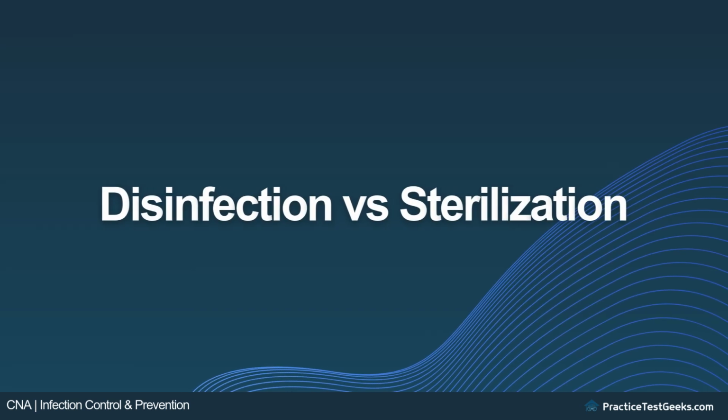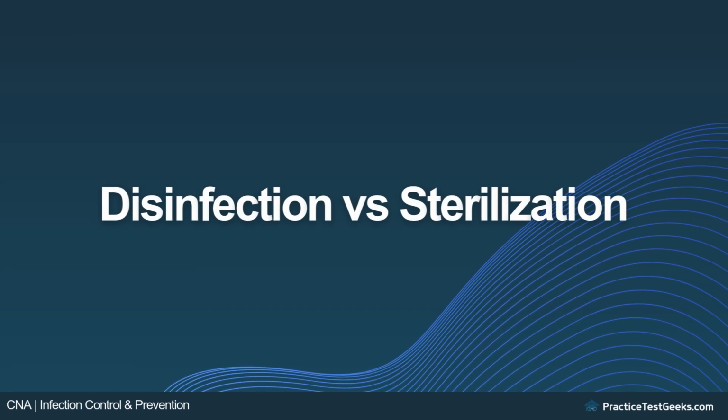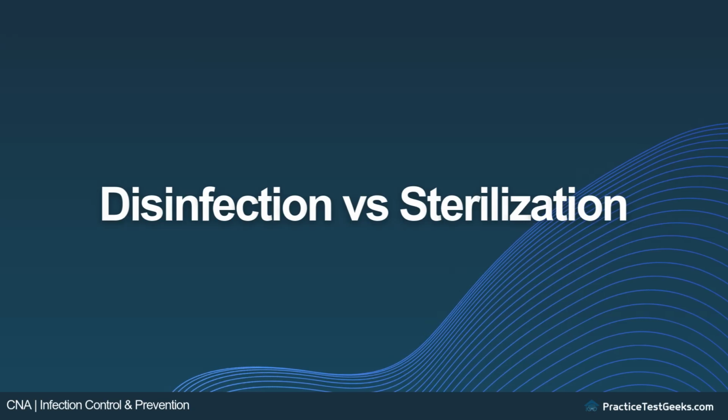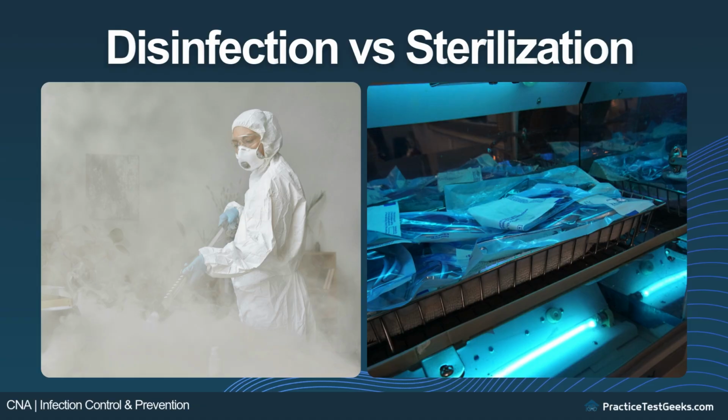Infection control is a critical part of a certified nursing assistant's (CNA) responsibilities. Understanding how to prevent the spread of infections protects both residents and healthcare workers. Two essential processes in infection control are disinfection and sterilization. Though often used interchangeably, they are different methods with distinct purposes and procedures.